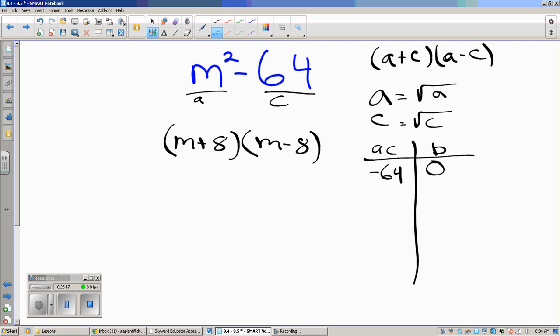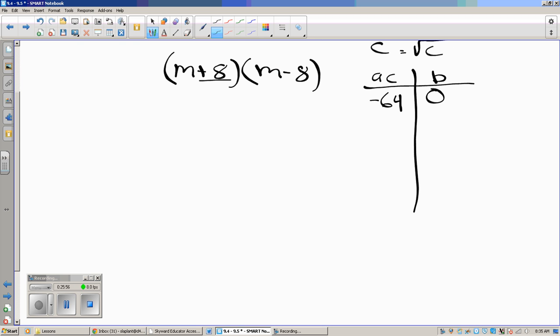Yes? How would a and c equal the square root of themselves if they're a specific number? Well, this way, you would have to think of c as just being 64. I know what you're saying, but I just want to show you that if you really couldn't remember a plus c times a minus c or a plus b times a minus b, you can work through it. You figure out what multiplies to negative 64 and adds to 0. In this case, it's 8 times negative 8. And since the leading coefficient is 1, you can just write it out like this.